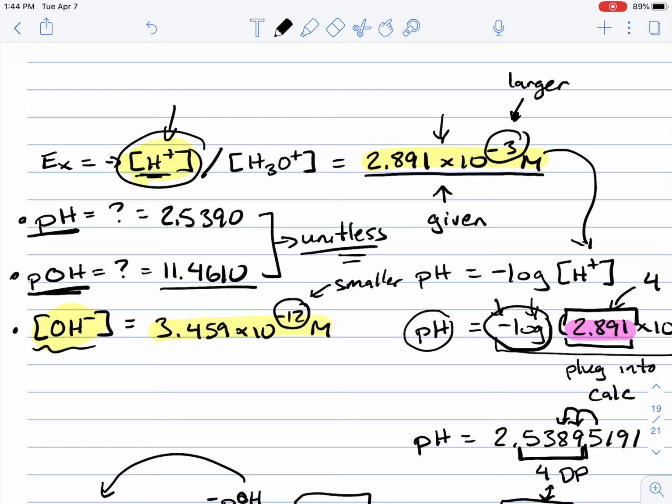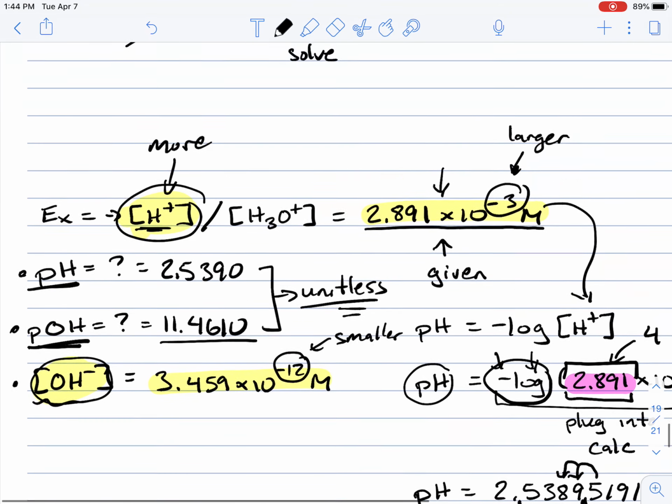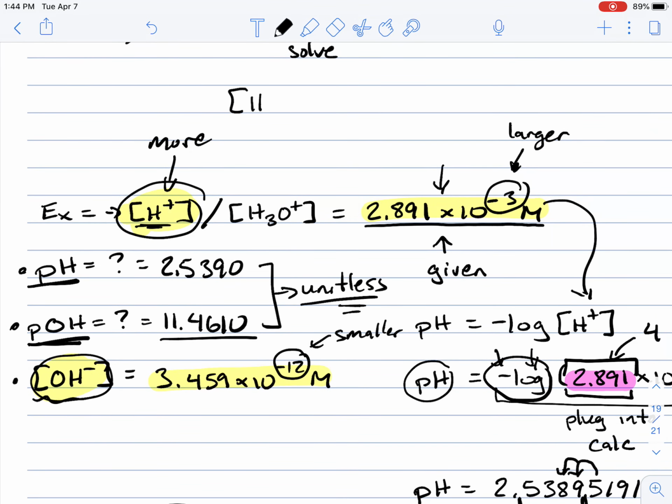And so this is telling us that we have more hydrogen ions than hydroxide ions. Since the concentration of H plus is greater than the concentration of OH minus, this is telling us that our solution is acidic.